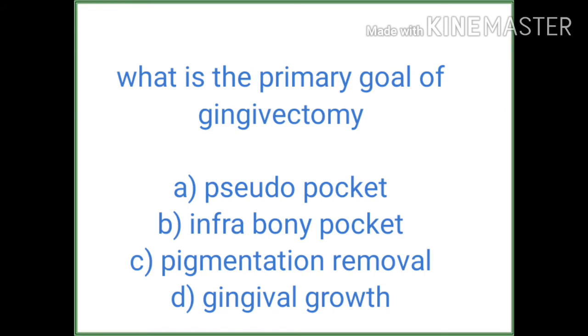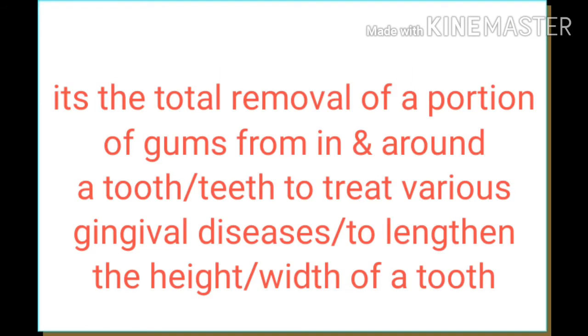What is the primary goal of gingivectomy? Treatment of pseudo pocket, treatment of infrabony pocket, pigmentation removal, or the treatment of gingival growth? The answer is treatment of pseudo pocket. So a gingivectomy is a total removal of a portion of gums in and around a particular tooth or teeth which has to be treated to treat various gingival diseases, or this procedure is also done to lengthen the height or width of a tooth for various reasons.